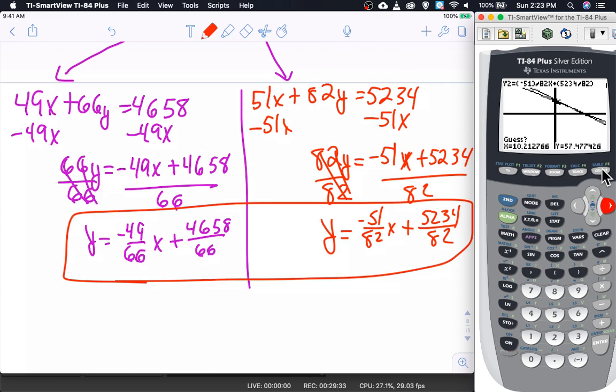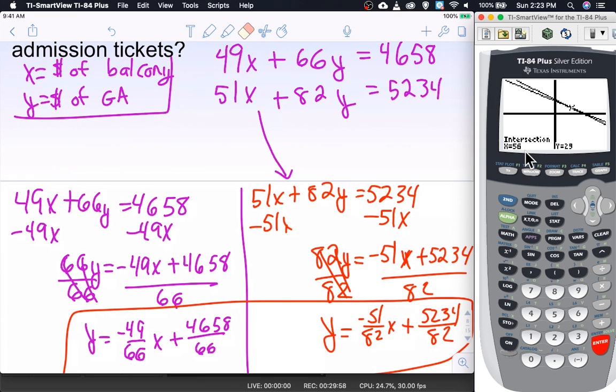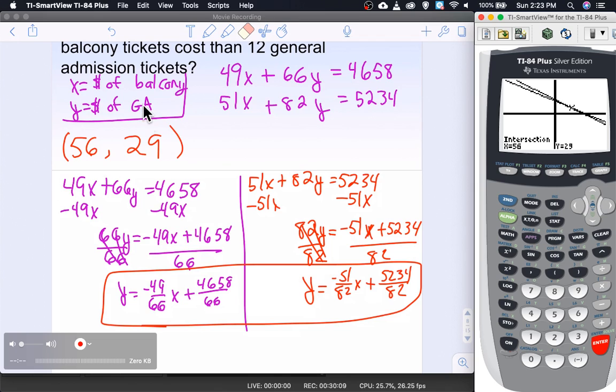And then guess, where do we think it's crisscrossing? Honestly, we're not terribly far off. I'm just going to scooch over just a teensy bit, just so it's in the ballpark. Close enough. Enter. Hey, look at that. It gave me a solution of the point 56, 29. So my balcony tickets, now that I have numbers: x is 56, y is 29. So that's the cost of the balcony tickets, $56, and the cost of the general admission tickets was $29.